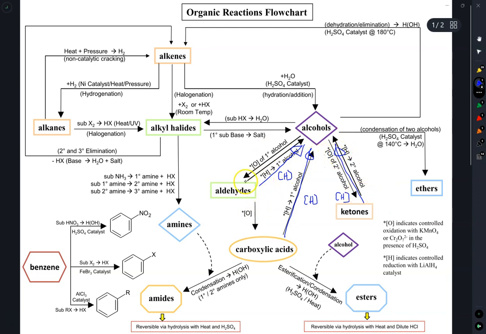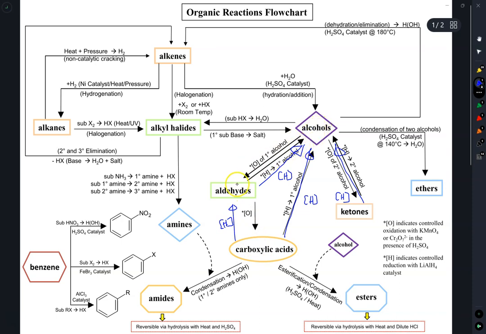Now you'll notice I was able to reduce an aldehyde to an alcohol. I was able to reduce a ketone to an alcohol, but this step over here does not allow me to reduce a carboxylic acid back to an aldehyde. So there is no reduction process directly from this step to this step. This is because the reduction of carboxylic acid is too quick. It doesn't really stop at the aldehyde step. It just bypasses and goes straight back to an alcohol.